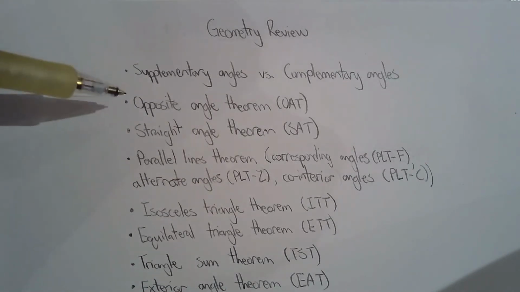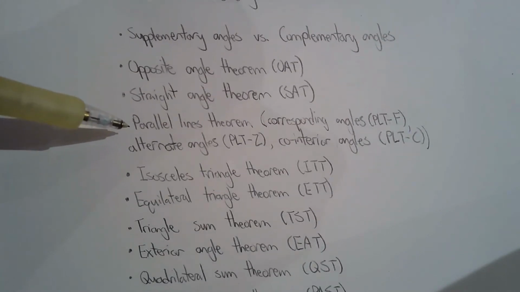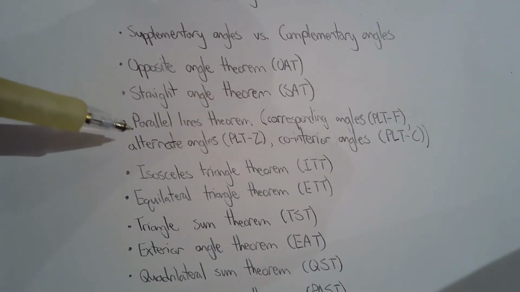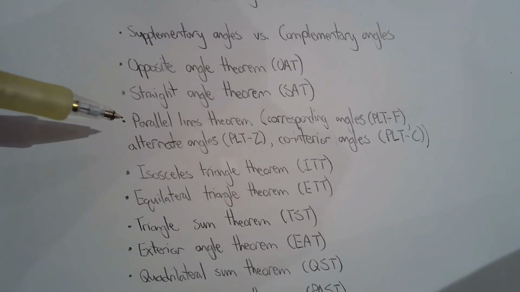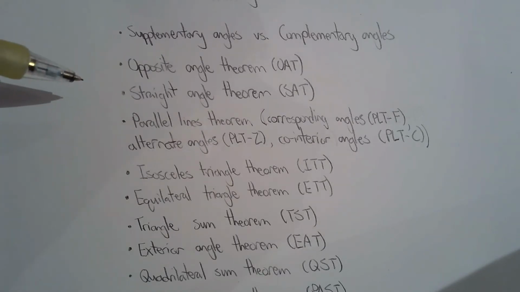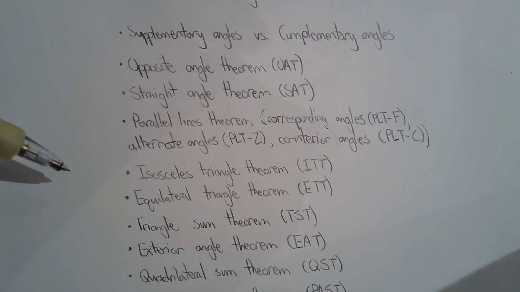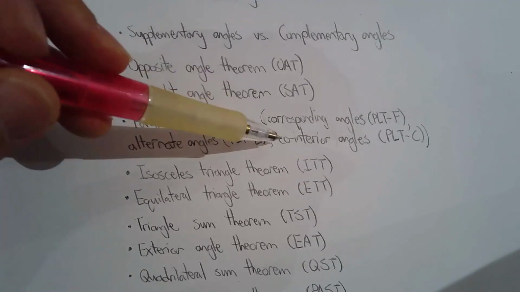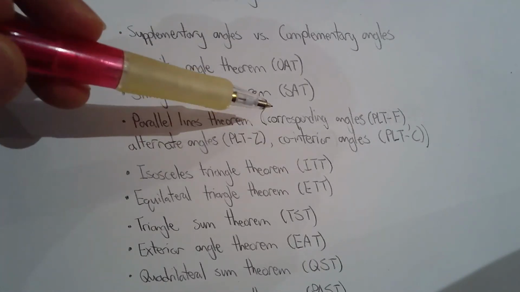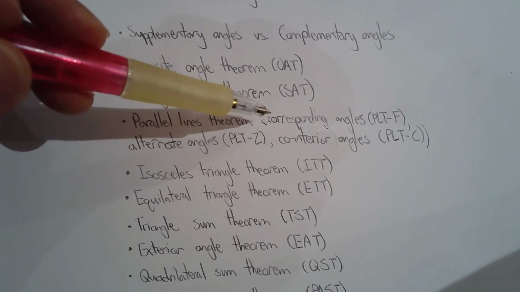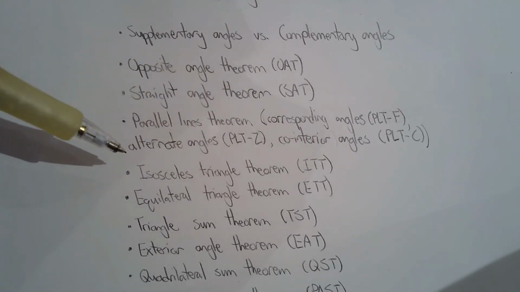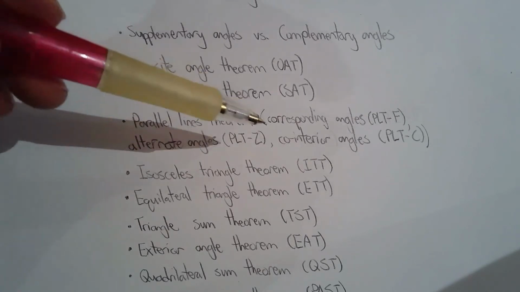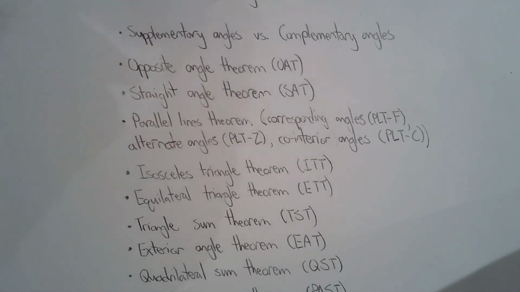Okay, so we talked about opposite angle theorem, straight angle theorem, and now we talk about the parallel lines theorem. This is something you should have done in grade 8, I would say. You have a pair of parallel lines that's cut by a transversal, and then you can form patterns between pairs of angles. There are pairs of angles which are corresponding angles, alternate angles, and co-interior angles. If the pair of angles are corresponding angles, then they are congruent. If they're alternate angles, they are also congruent. Now if they're co-interior angles, then the angles are supplementary.